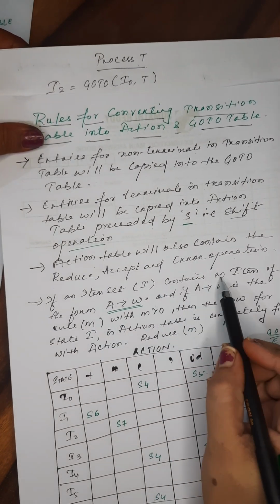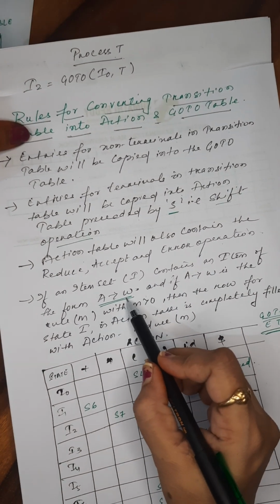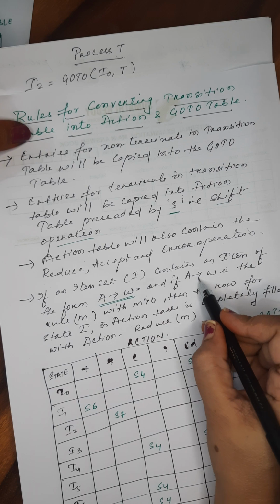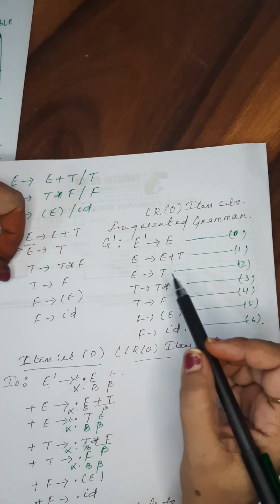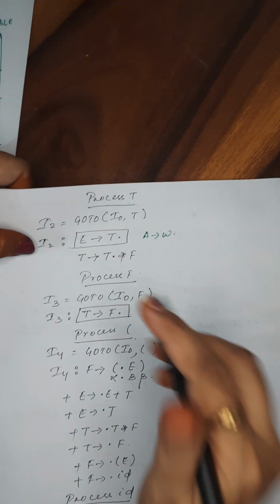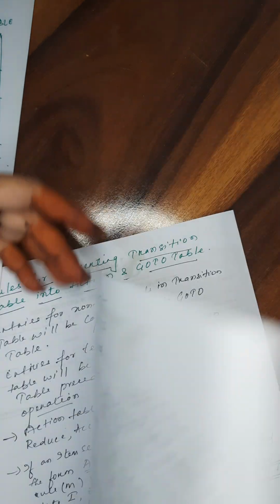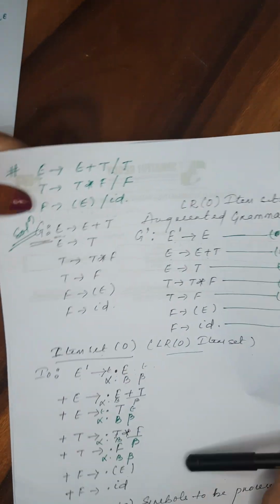If an item set I contains an item of the form A tends to W dot, and if A tends to W is the rule M, that means there is a production for this. Now see, here it is a production. Now check the rule. E tends to T dot. Now check whether the production is there or not. Yes, of course it is there.